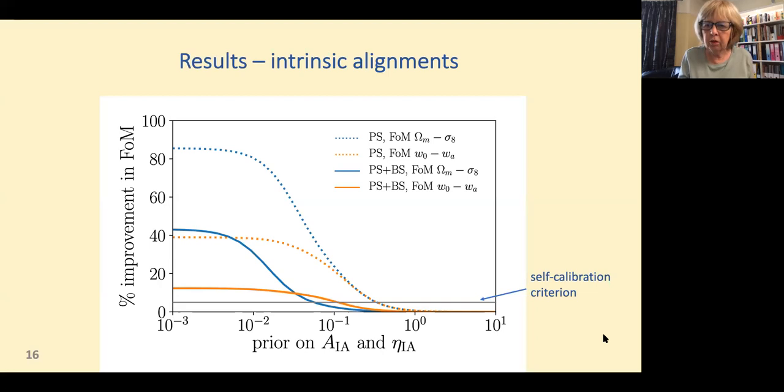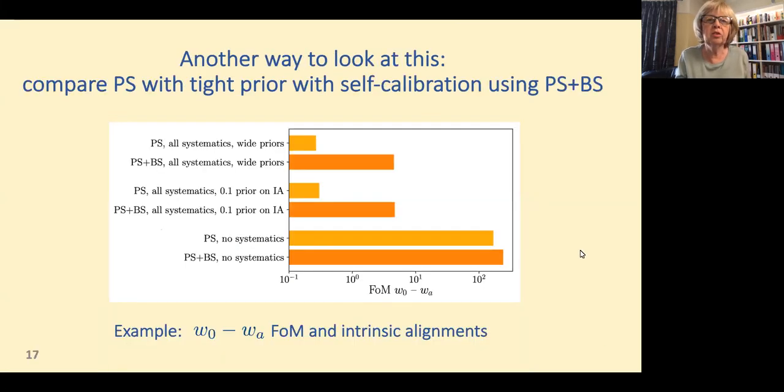Now, if that's all a bit complicated, a simpler way to look at it is this. Here we've simply plotted the size of the figure of merit in different cases. I've just shown one example, which is dark energy parameters and intrinsic alignments. The bars at the bottom here show how big the figure of merit would be if you had no systematics. Now, that's obviously not achievable in practice, so we can compare it with what we can actually achieve.